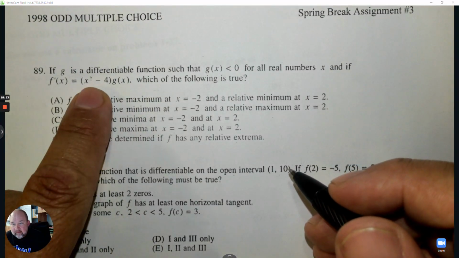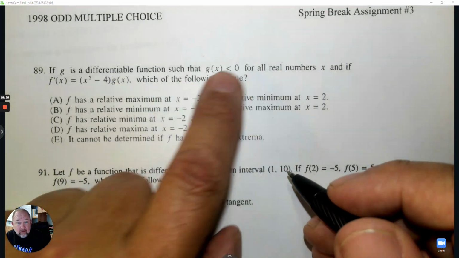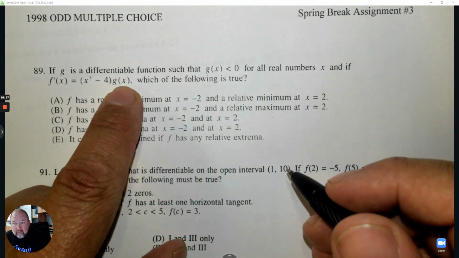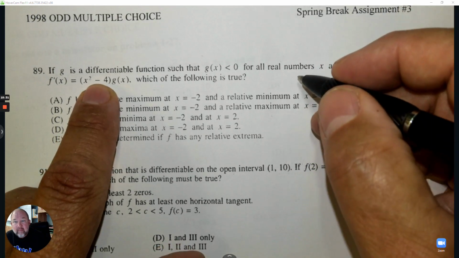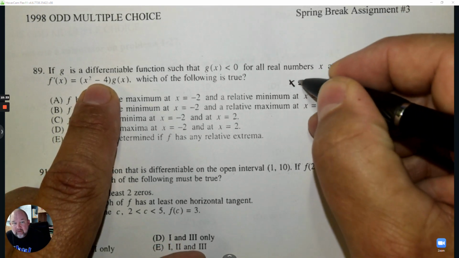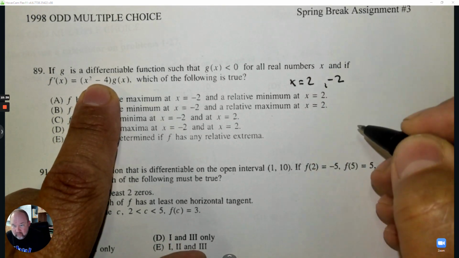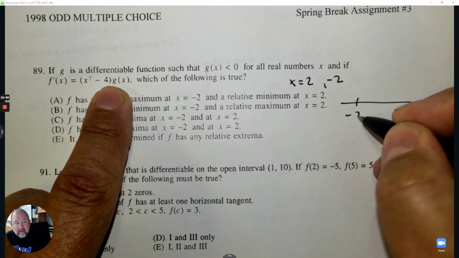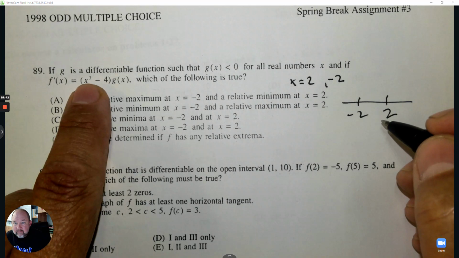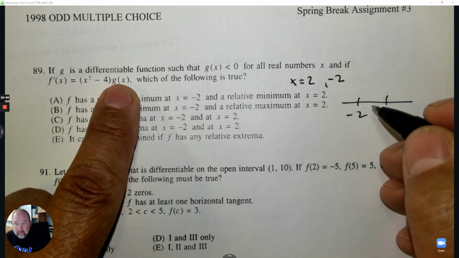So the derivative g at x is always negative, right? So x squared take away 4. When x equals 2 or negative 2, then the answer is 0. So at negative 2 and at 2, that would make it 0, since 0 times anything is 0.